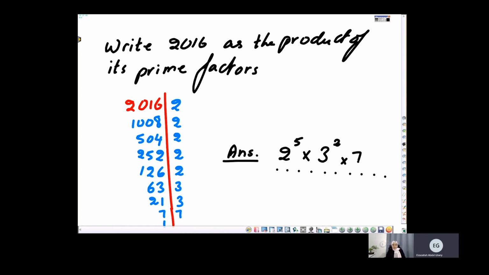How to check our work? Everyone knows that 2 to the power of 5 is 32. Multiply 32 by 3 squared, which is 9. Multiply by 7, and it is 2016.